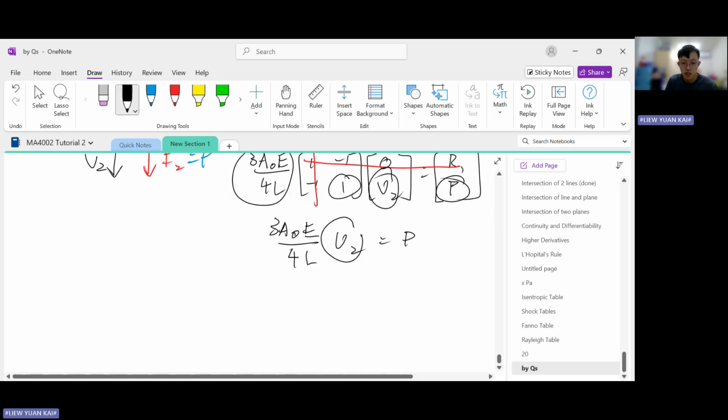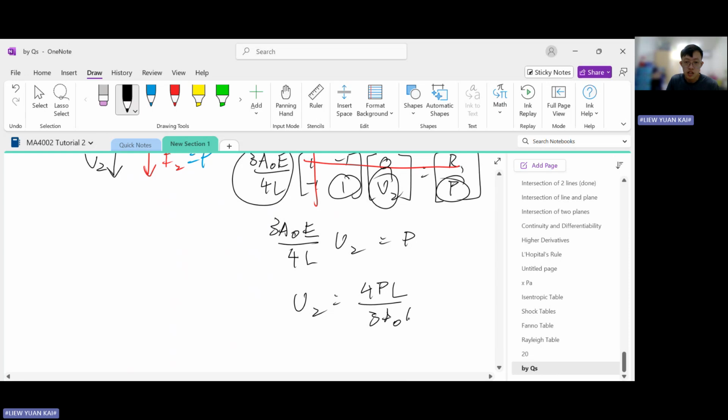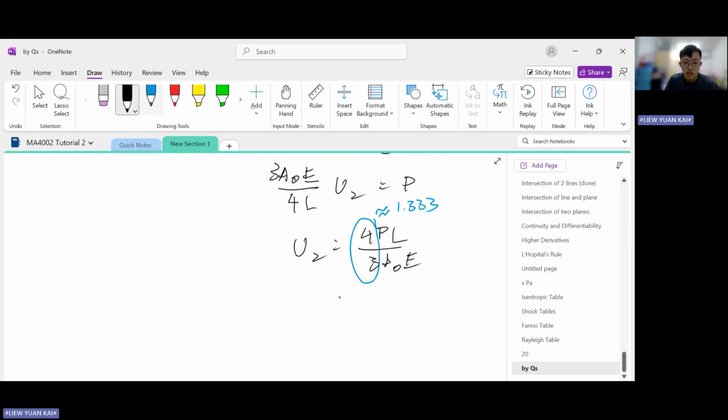So U2 is our unknown. They asked us to find the displacement at the bottom. So U2 is equal to 4PL over 3A naught E. Now, why did the answer say 1.333? It's because if you put 4 over 3 in your calculator, you get 1.333. So that's how they got that answer.